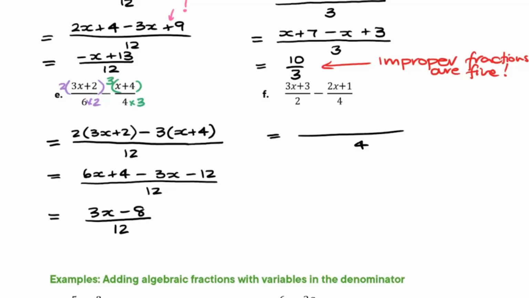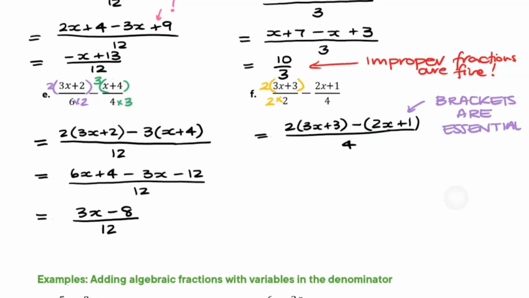To achieve that, we're going to multiply the top and bottom of this fraction by 2, remembering those brackets. So we get 2 and then 3x plus 3. Now we're subtracting here. We're subtracting 2x plus 1. So we're not just going to write minus 2x plus 1, because that means we're only subtracting that 2x. We're not also subtracting that 1. So to achieve that, brackets are essential.